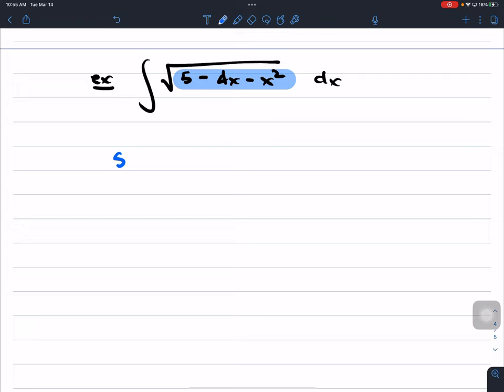So I'm going to have to write this 5 minus 4x minus x squared. I'm going to have to write it as a sum or difference, right? And you do that by completing the square. So you say, how do I go from here to here? You have to complete the square.